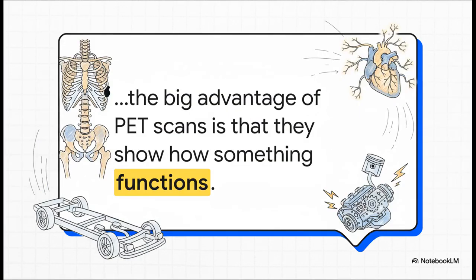And this is what's so revolutionary about it. Think about it. An X-ray or an MRI, they show you the structure of your body. They show you what your bones and organs look like. A PET scan, though, shows you function. It shows you what your body is actually doing. It's the difference between looking at a picture of a car and actually seeing the engine running.